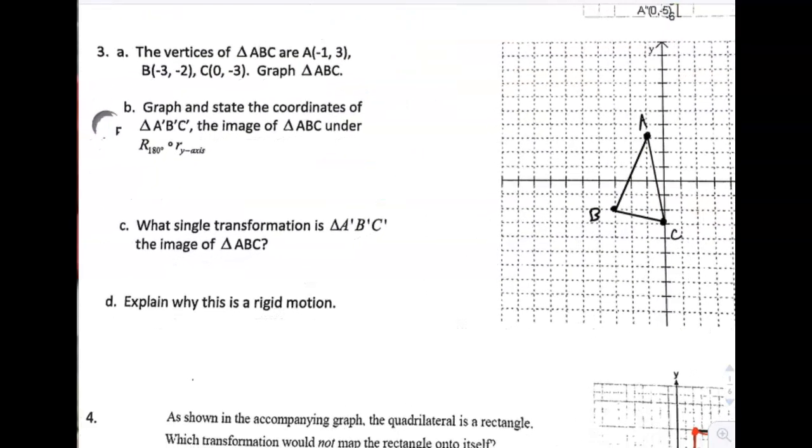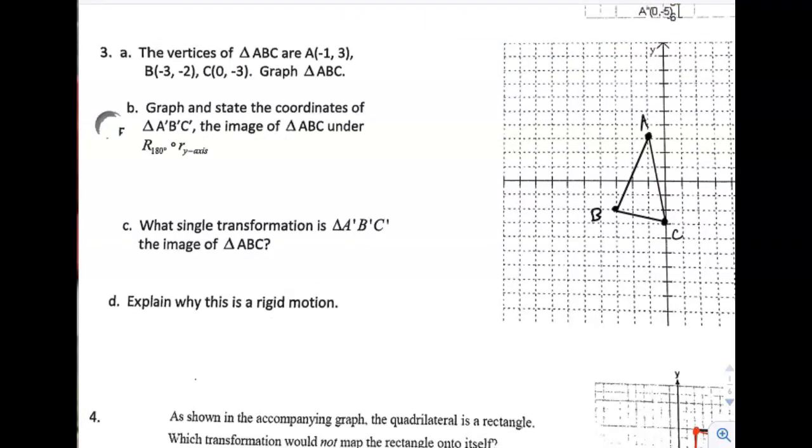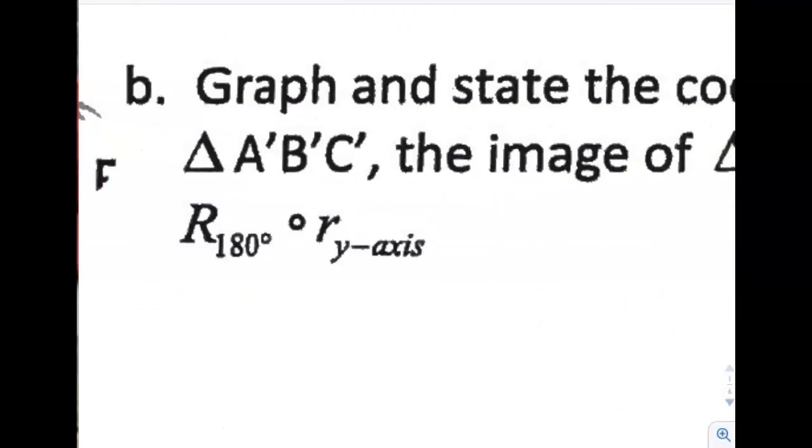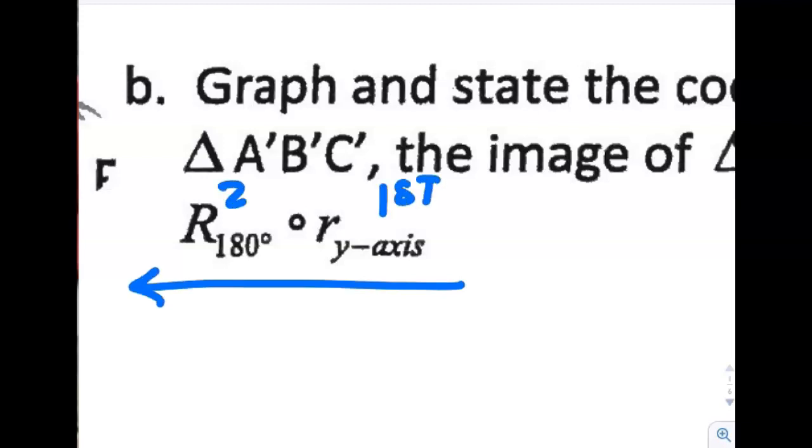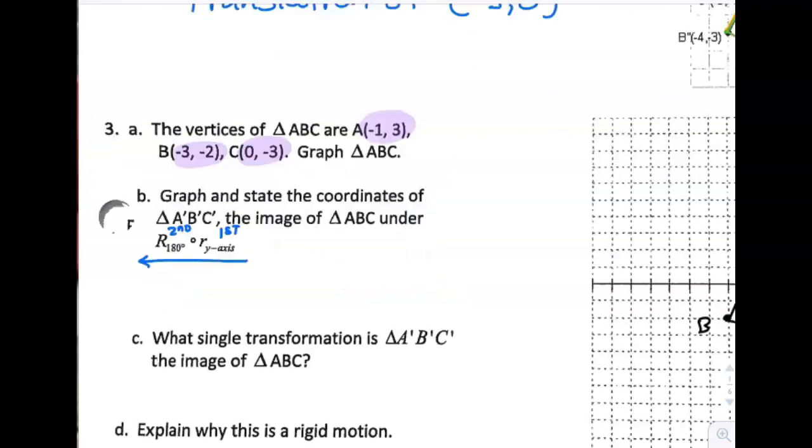Number 3, I've already plotted ABC. Make sure you plot correctly. -1, 3, -3, -2, 0, -3. Now again, here's a 2-stepper. Part B says I'm doing 2 steps. This is always first, and that is always second. So I'm going to reflect over the y-axis first.